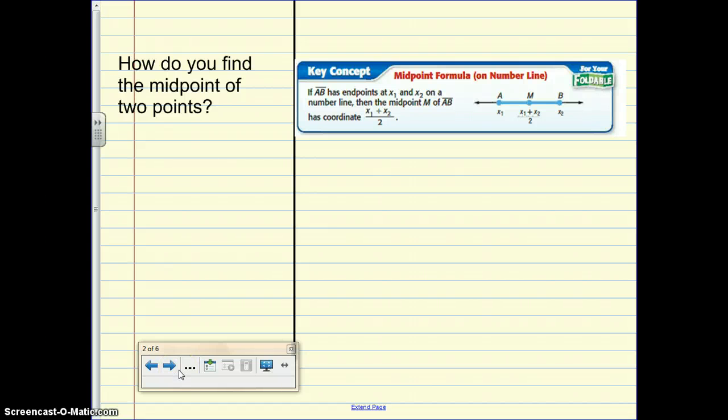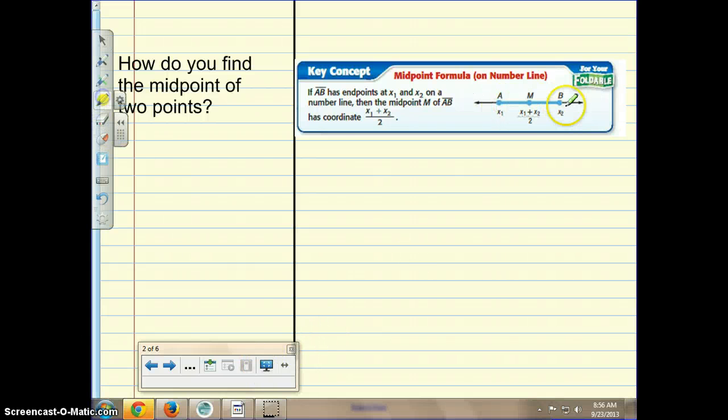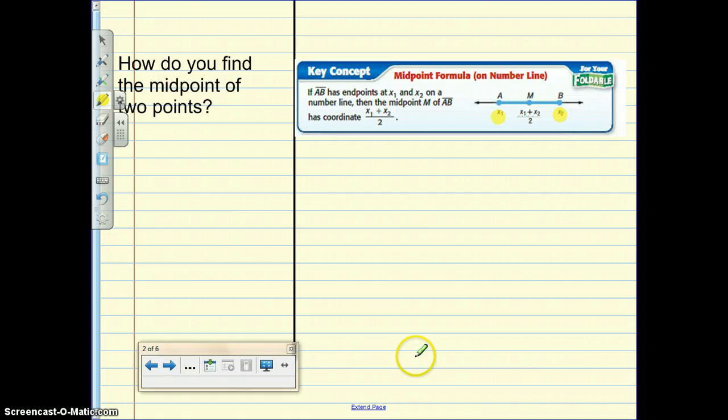So let's just start with what that means. Midpoint is the middle of the 2 points, so just like the center. If line AB has endpoints x1 and x2, I suppose I should pull up my highlighter, on the number line, then the midpoint M, so that's the midpoint of AB, has the coordinates x1 plus x2 divided by 2. So you just add up the endpoints and you divide by 2.